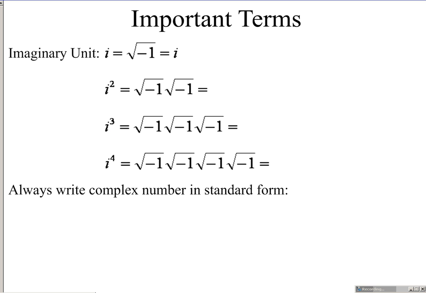So if i is the square root of -1, that means i squared is the square root of -1 times the square root of -1, which is just -1. i cubed then would be the square root of -1 times the square root of -1 times the square root of -1. Well, we know these first two multiplied together gives us -1. This last one is just i, so this is going to equal -i. And i to the fourth power is going to end up being i squared times i squared, and i squared is just equal to 1.